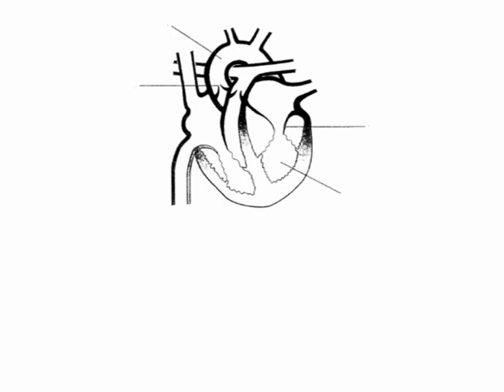Let's look at this. The structures which we already labeled, I'm not going to label again, but there are some structures here which have not been labeled earlier. For example, this is one structure. This is called the chordae tendinae, which are basically tendons. And this structure here, to which the chordae tendinae are attached, they are called papillary muscles.